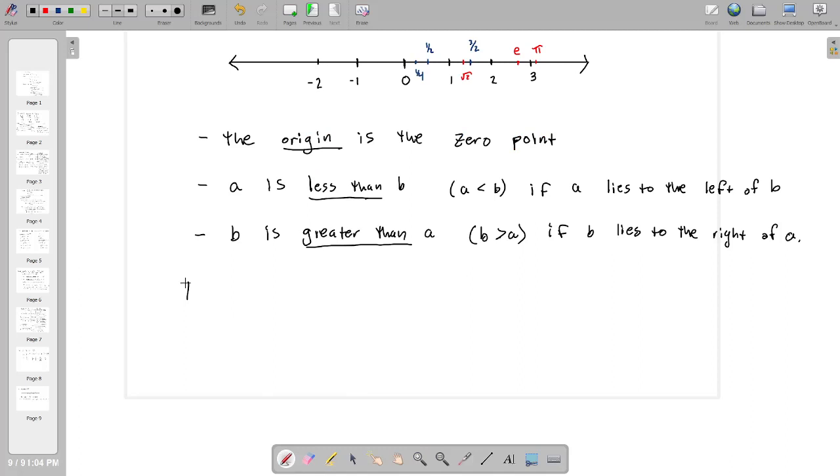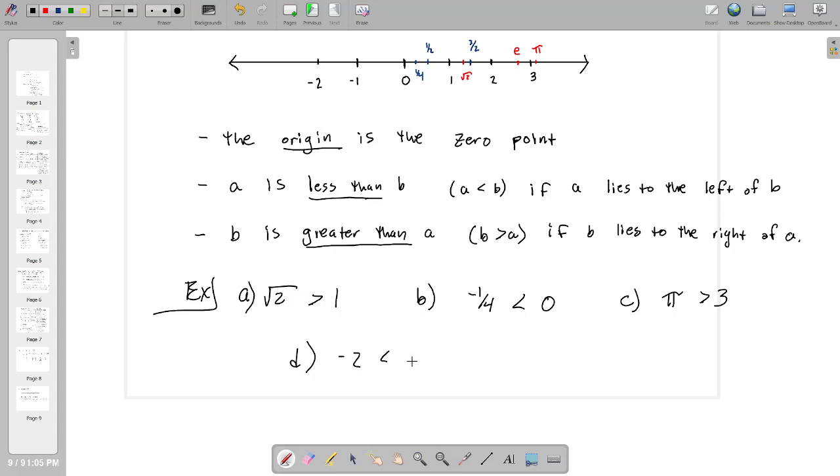Example. Square root 2 is greater than 1. -1/4 is, of course, less than 0. Pi is greater than 3. -2 is less than -square root 2. I think this one is actually important. I'm going to go over that one. -2 is, of course, less than -1.